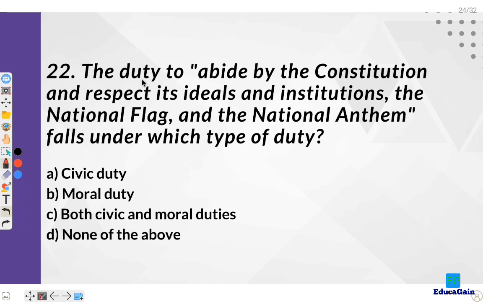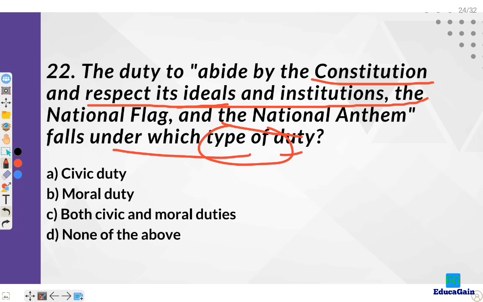Next question is, the duty to abide by the Constitution and respect its ideals and institutions, the national flag and the national anthem falls under which type of duty? Okay, which type of duty? It is about respect of the ideals of the Constitution and its institutions, the national flag, the national anthem. Under which type of duty?